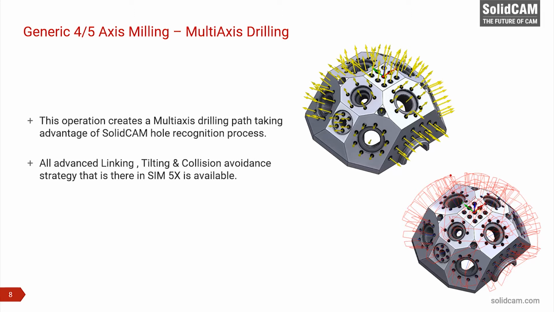So basically it identifies all the holes on the part using the hole recognition process of SolidCAM. It identifies the vector direction of each of the holes and then machines each hole from that particular vector direction using the generic 5-axis engine, and thereby giving you a process called multi-axis drilling. The drill depths are determined automatically by the hole recognition process, but the user still has control over the drill depth and can modify it.